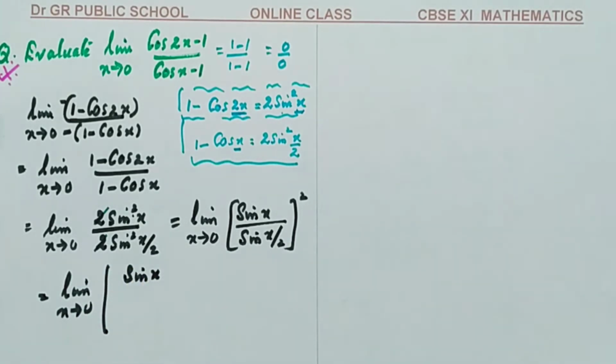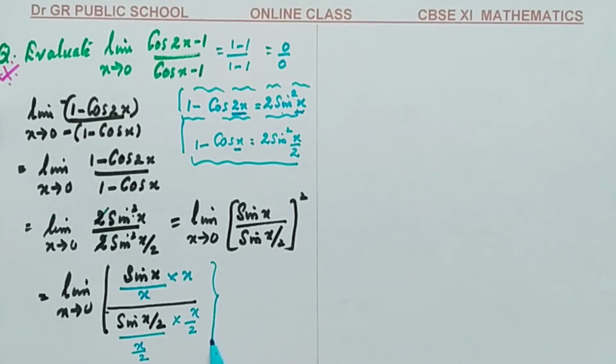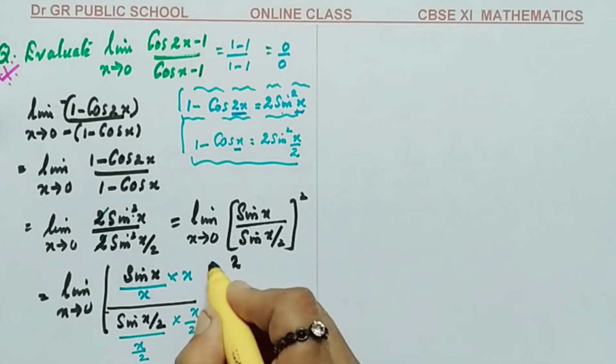To apply the standard limit, the same x needs to come with the denominator. That x needs to multiply on the numerator, the whole divided by sin x by 2 in the denominator. As x by 2 comes to the denominator, the same x by 2 I am going to divide by and multiply here with. But don't forget this will be within the square. This much will be in a square.